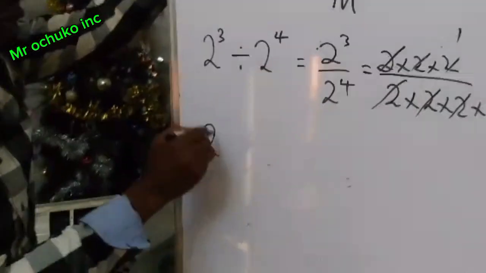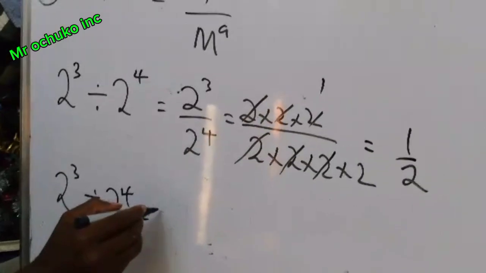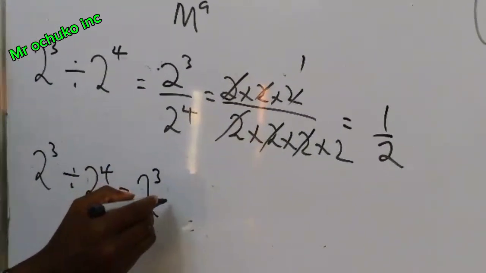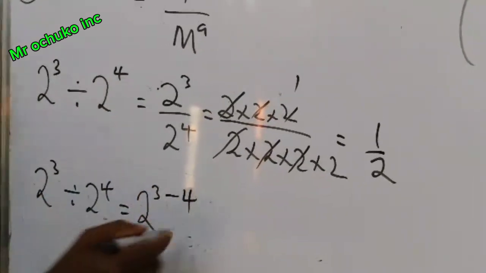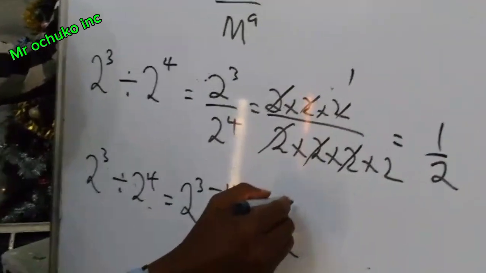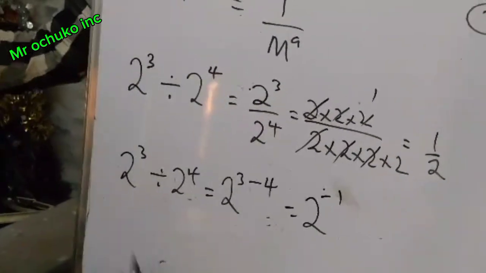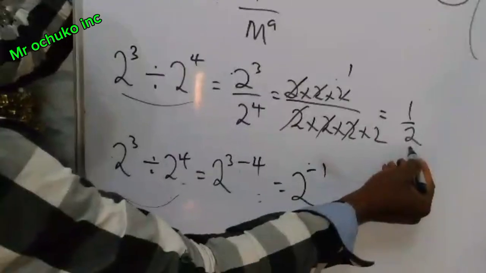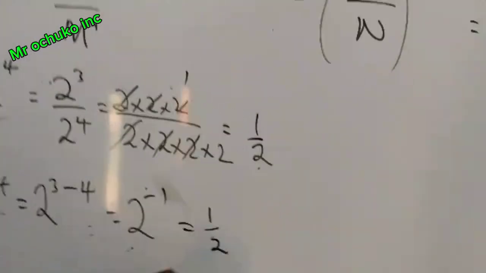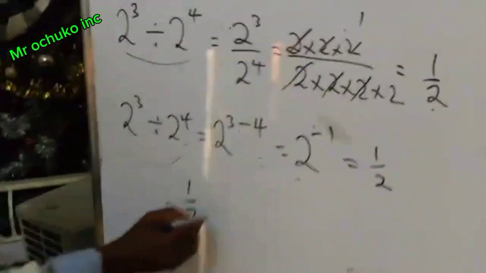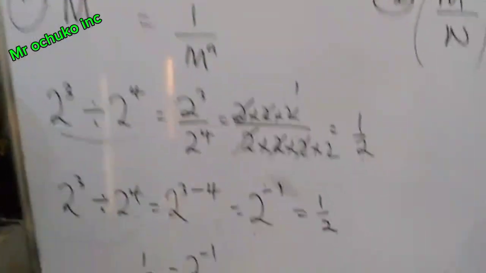Now, let's apply the normal law of indices. 2 raised to the power 3 divided by 2 raised to the power 4 becomes 2 raised to the power 3 minus 4. When we are dividing, we have to subtract the powers. So that gives us 2 raised to the power 3 minus 4, which is minus 1. You can see that it's the same value that gave us 1 over 2. So 1 over 2 is the same thing as 2 raised to the power minus 1, which confirms this law. Hope you have seen that.